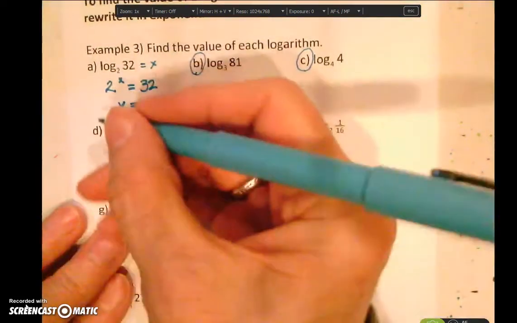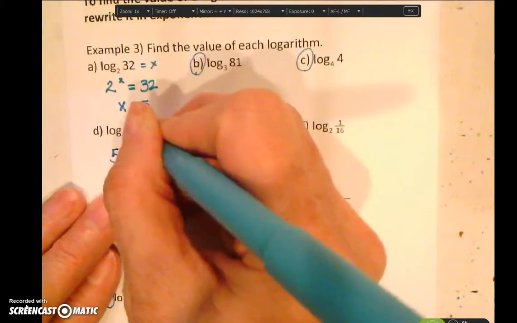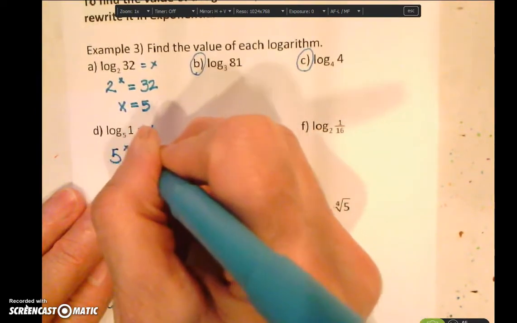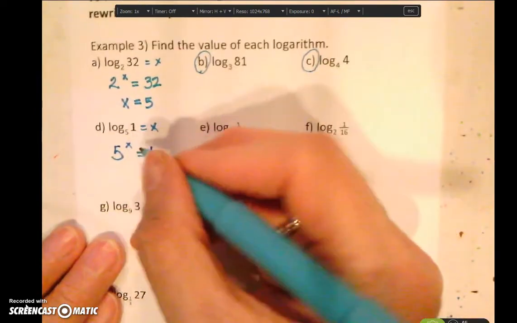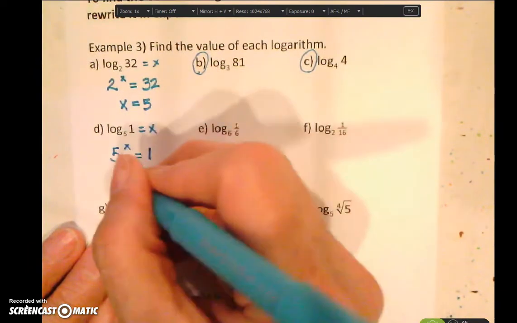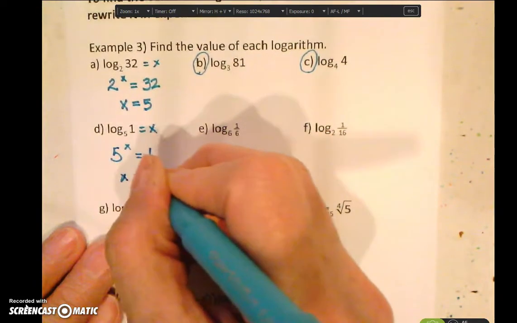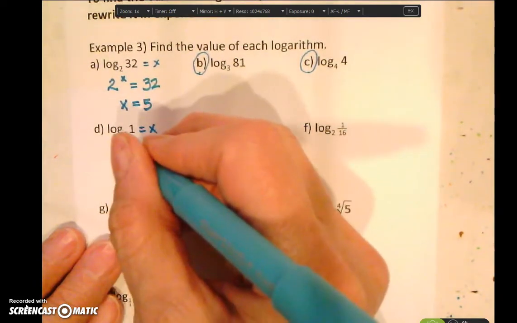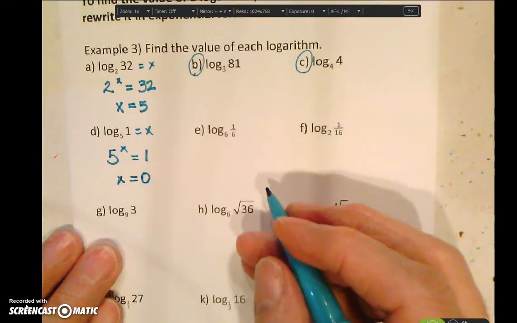Let me go down to D. I've got 5 to the x power is equal to 1. So in order to get a 1, think about it for a minute. What kind of exponent do I need? That's right, x needs to be equal to 0. 5 to the 0 power is 1.